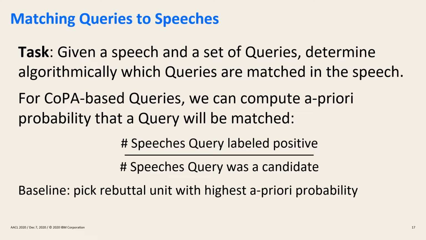come from a class that matches several motions. So we can ask in how many speeches the query was labeled as positive in comparison to the number of speeches in which the query was a candidate, in which the COPPA from which the query comes was matched to the motion. This gives us an a priori probability that the query will be a positive match to the speech, and this gives us a trivial, but as you'll see, powerful baseline for picking a rebuttal unit. We can simply pick the rebuttal unit with the highest a priori probability.